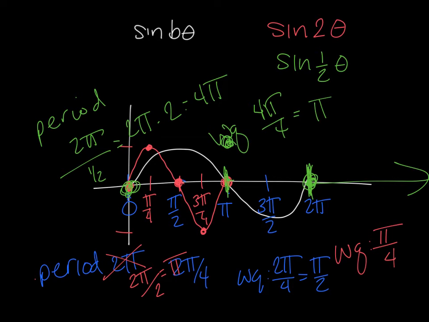Then I'd add pi again. That would get me to 3 pi. That would be my minimum. And then add pi again, and that would get me my maximum. And you can see I've run out of room here for that sine wave. So that's how you change how long it's stretched out to be.